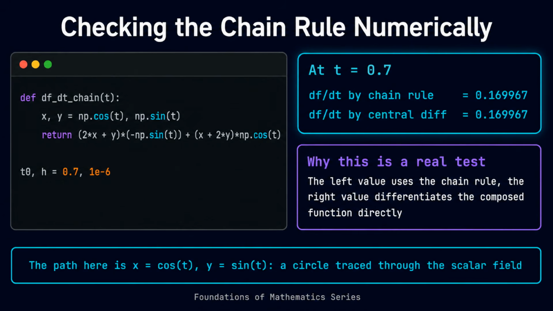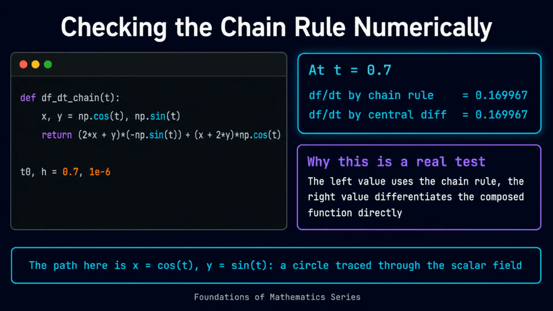At t equal to 0.7, the chain rule gives 0.169967, and the direct central difference gives 0.169967. They agree to 6 decimal places, and this is a genuine test rather than a restatement, because the two computations take independent differentiation routes.